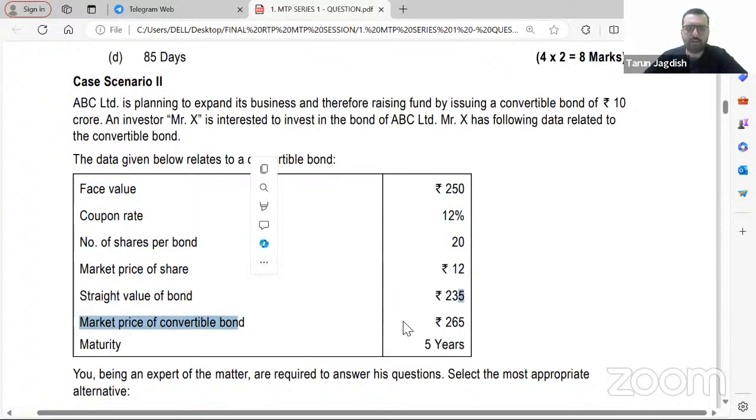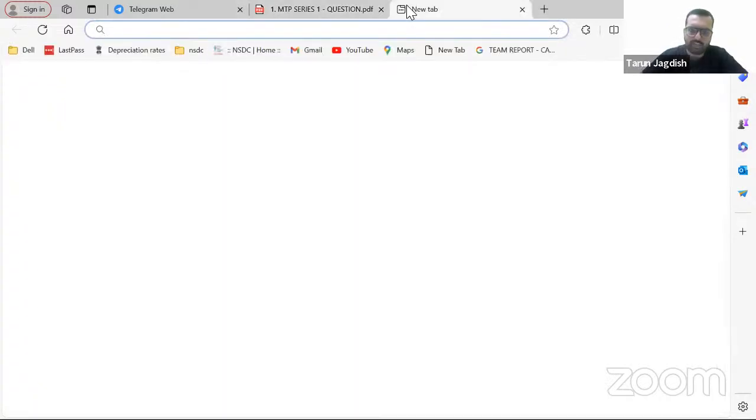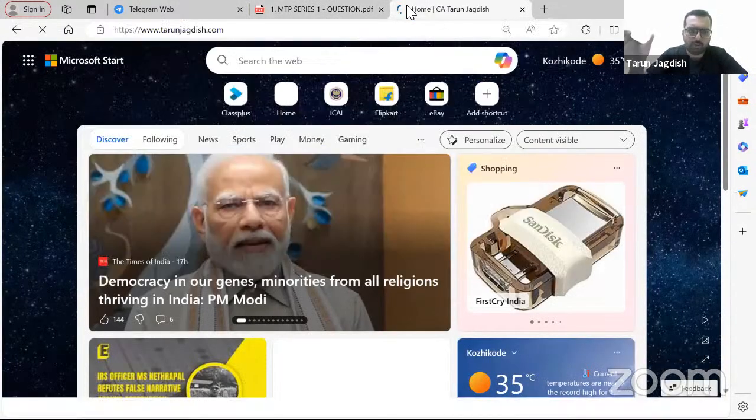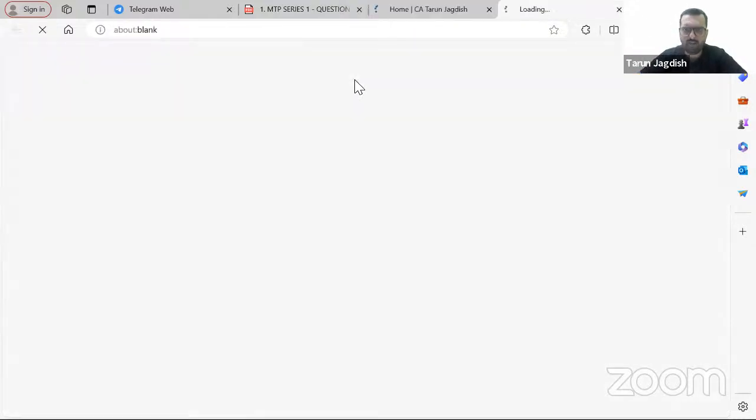Straight value is given. Friends, we have done a similar problem. I would like to take that problem, show you and do it so that we can correlate both the numbers and do it so you get double exposure over here. I'll just open my notes. Give me a minute.